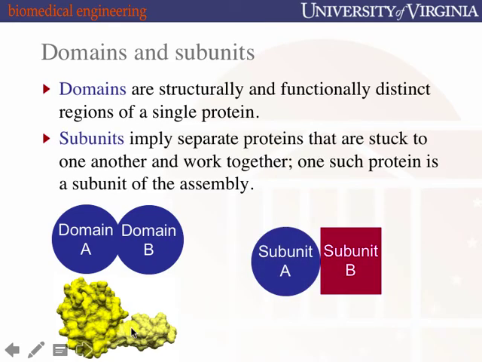But the point is that they're both structurally and functionally distinct, but it's a single protein. The difference is when we talk about a subunit. A subunit implies that there are two separate proteins that have come together, right? And those two subunits work together, right? One may have a regulatory activity and the other one may have a catalytic activity, but they're two separate proteins that are working together. That's the key difference. All right. So if I'm talking about this type of structure of a single protein, this is back to tertiary. What is this structure?